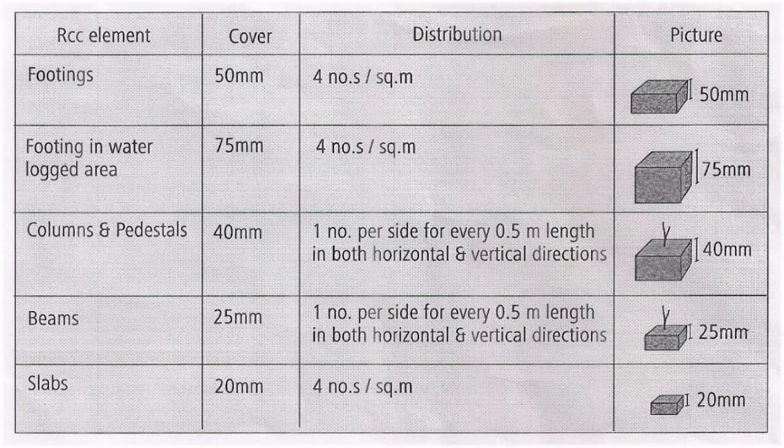For beams, the cover must be 25 mm, which is distributed 1 number per side for every half meter length in both horizontal and vertical directions. For slabs, the cover must be 20 mm, which is distributed 4 in number per square meter.